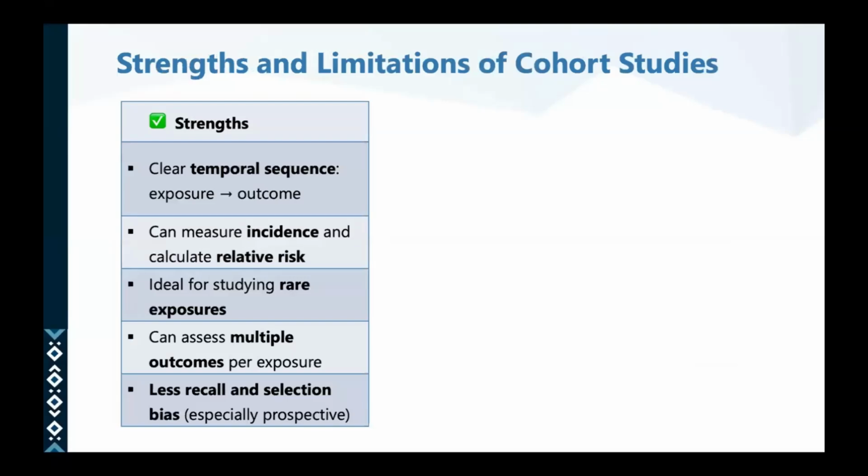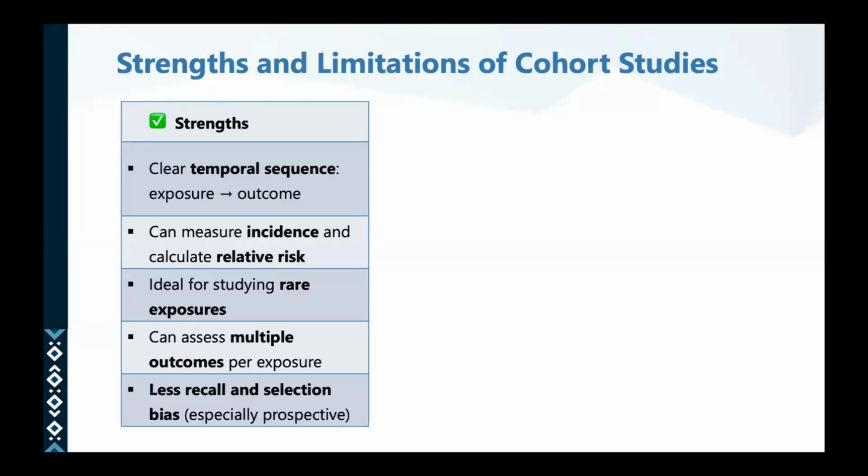So what are the strengths of cohort studies? There is a clear temporal sequence, and this is very important. The exposure always comes before the outcome. So if you want to do some form of retrospective cohort study where you are not sure whether the exposure happened before the outcome, maybe you don't really have a cohort study. You should think twice. If you cannot ascertain very well that that is the case, then there is a problem in the design.